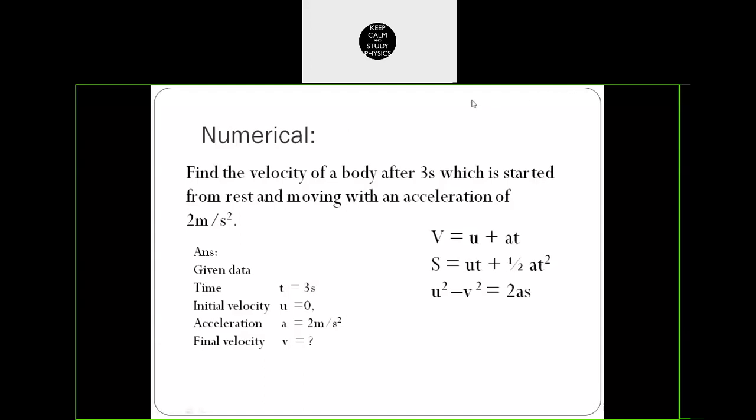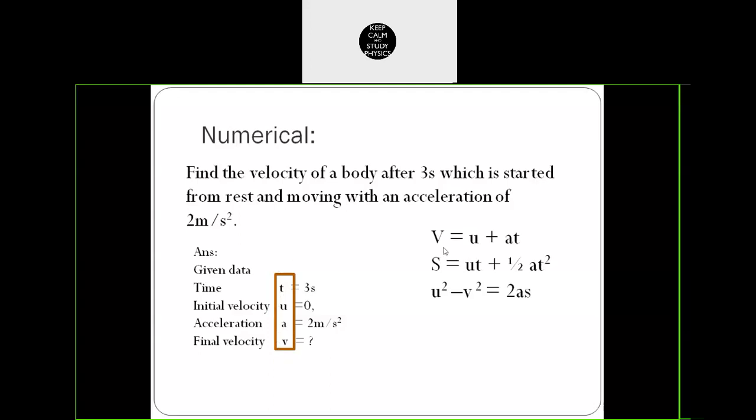We can know by observing the physical quantities. Here we have these physical quantities t, u, a, v. You should find an equation which contains all these physical quantities. Which equation contains all these four?